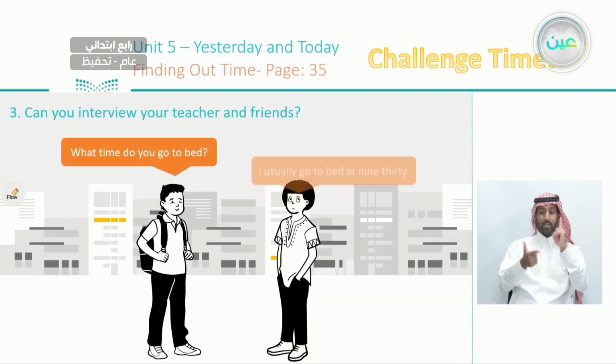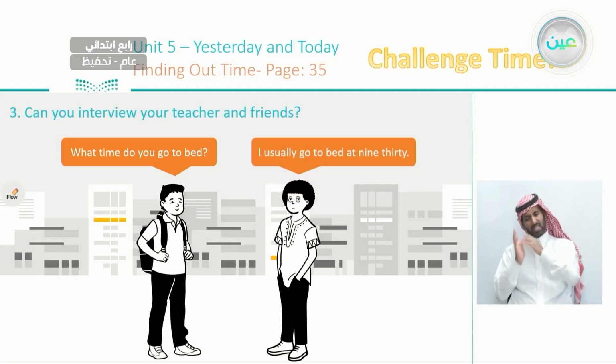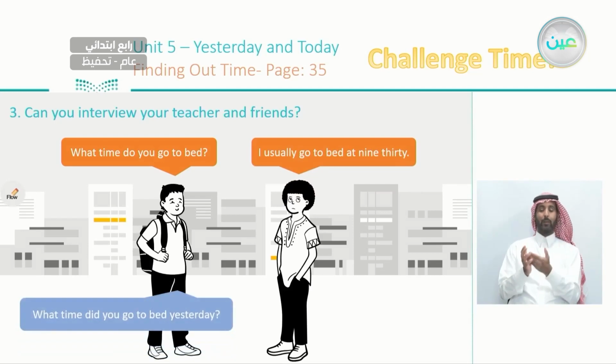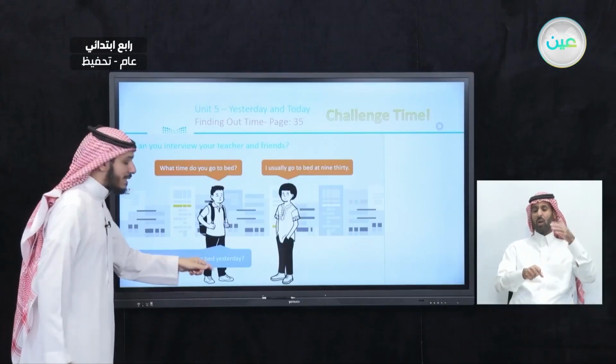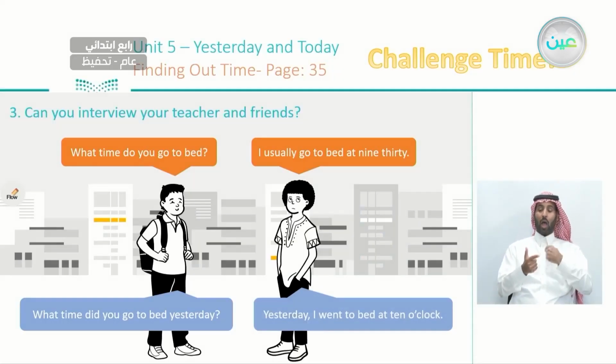So the second person says what? I usually go to bed at 9:30. Okay, again, he asks another question. What time did you go to bed yesterday? He says, yesterday I went to bed at 10 o'clock.